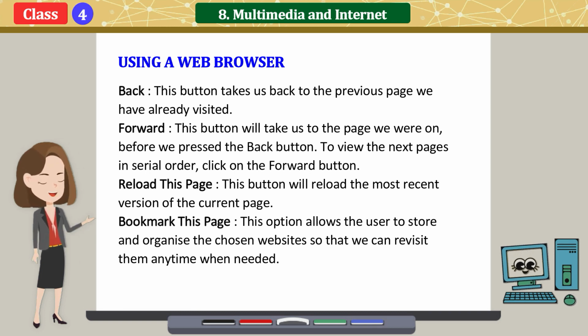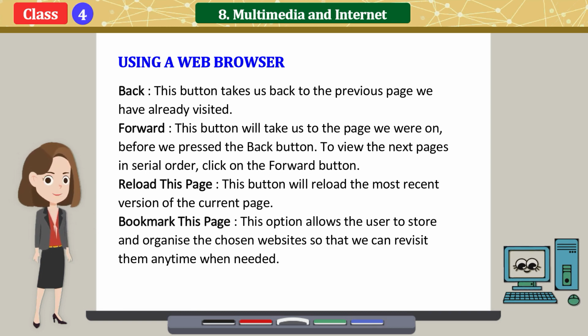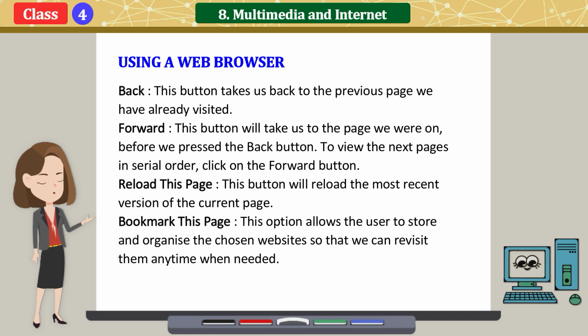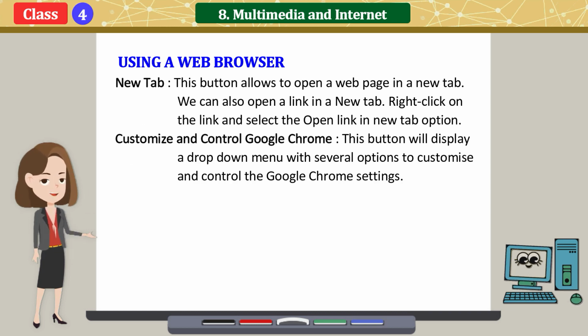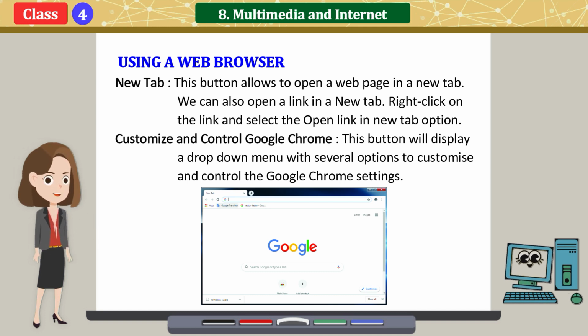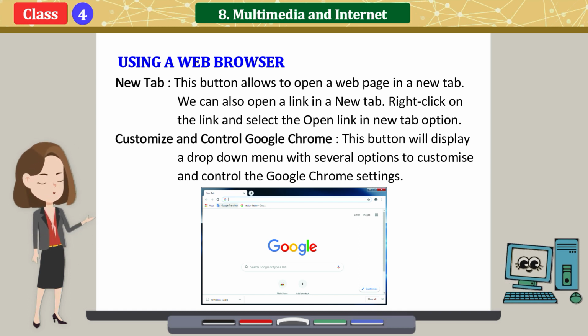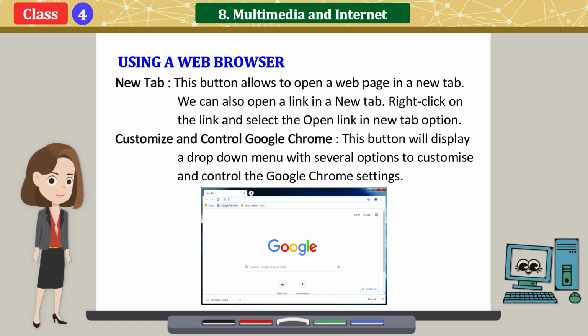Bookmark this page. This option allows the user to store and organize the chosen websites so that we can revisit them anytime when needed. New tab. This button allows us to open a web page in a new tab. We can also open a link in a new tab. Right-click on the link and select the Open Link in New Tab option.